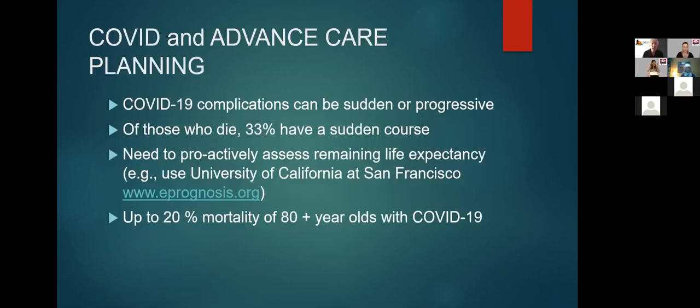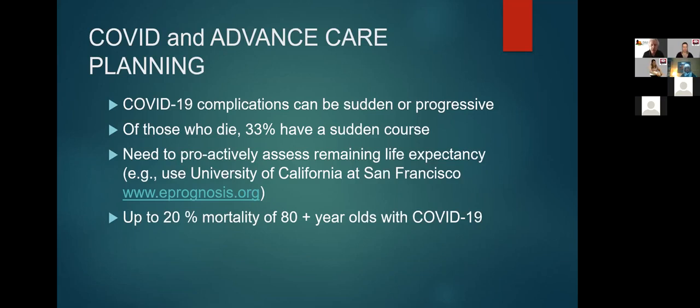So the problem with COVID is that it has kind of jumped on us. There are complications of the infection that can be either sudden or slowly progressive. And so it really puts us in a position where if you don't have advanced care planning and you get the infection, particularly in the 80 and older population, there may not be a lot of time to really get this reconciled. So the point is that in older adults, of those patients that go on with COVID and pass away, 1/3 of them will have a sudden course, whereas the other 2/3 will have a more indolent or progressive course.